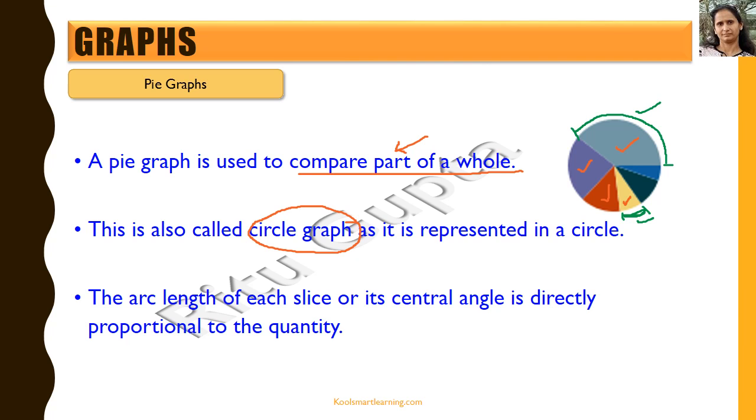And similarly, not just the arc length, if we look at the central angle, that also represents the quantity. So if we look at this yellow, the central angle is much smaller as compared to the central angle of this light blue, which is much bigger. So we're saying the central angle is also directly proportional to the quantity that that part of the arc is representing.